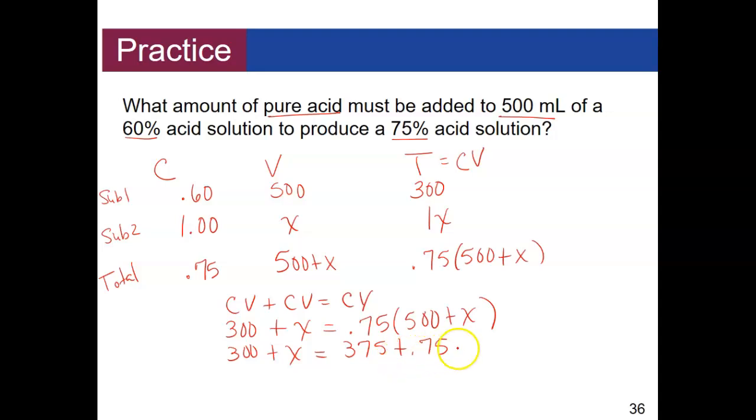And this is a linear equation. So we just want to combine the x's on one side and the constants on the other side. If I subtract 0.75x, I'm going to get 0.25x. If I subtract 300, then I'm going to get 75. Divide by 0.25.